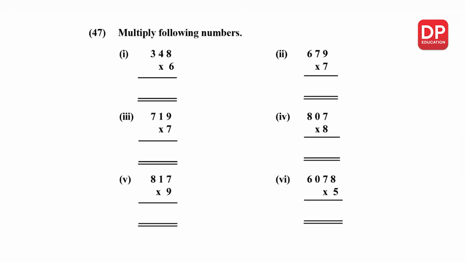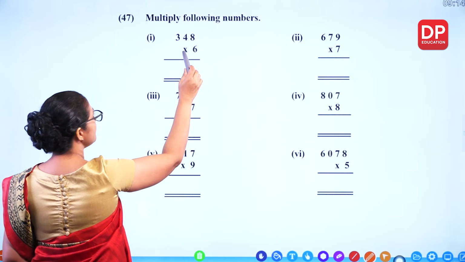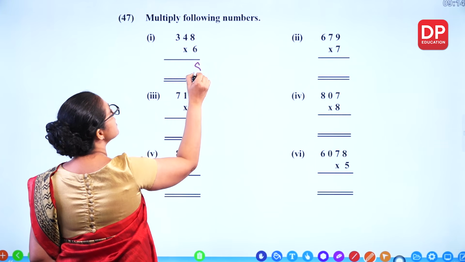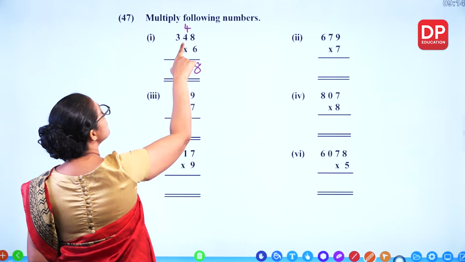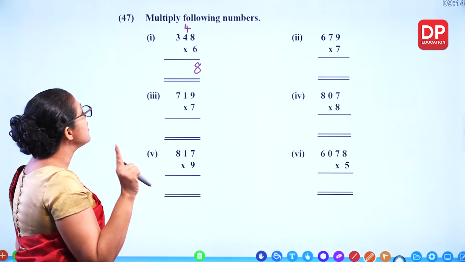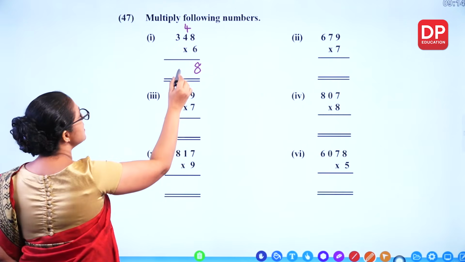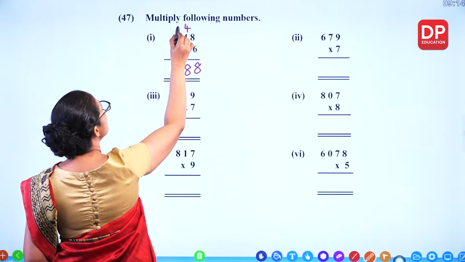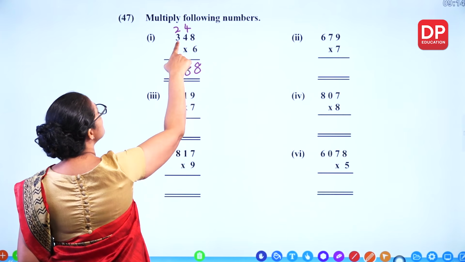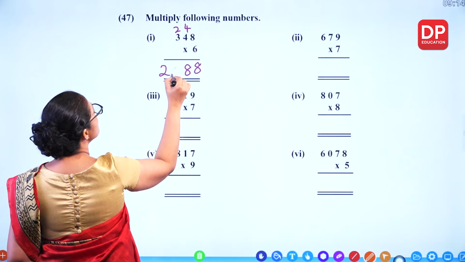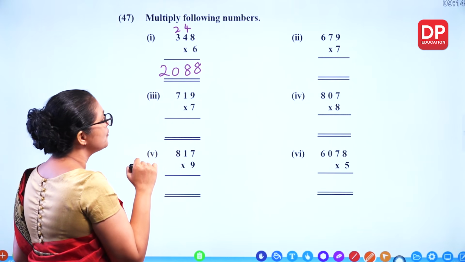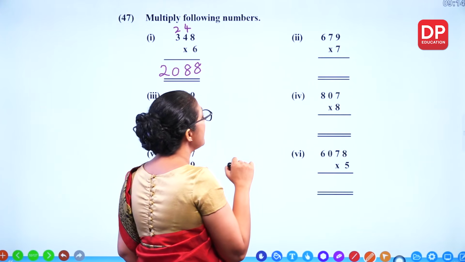Multiply following numbers. So we can do straight away without writing separately. So we'll try to do 6 times 8, 48. I'll write 8 and take 4 to the next level. 6 times 4, 24. 24 plus 4, 28. And 2, you take it to this level. 6 times 3, 18. 18 plus 2, 20. Do this multiplication like that.